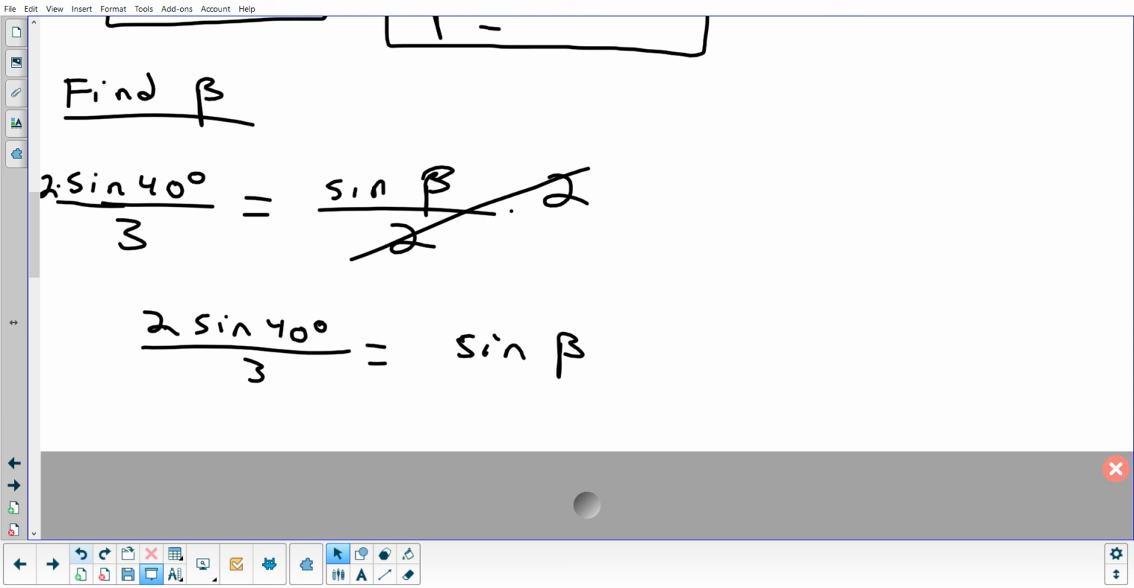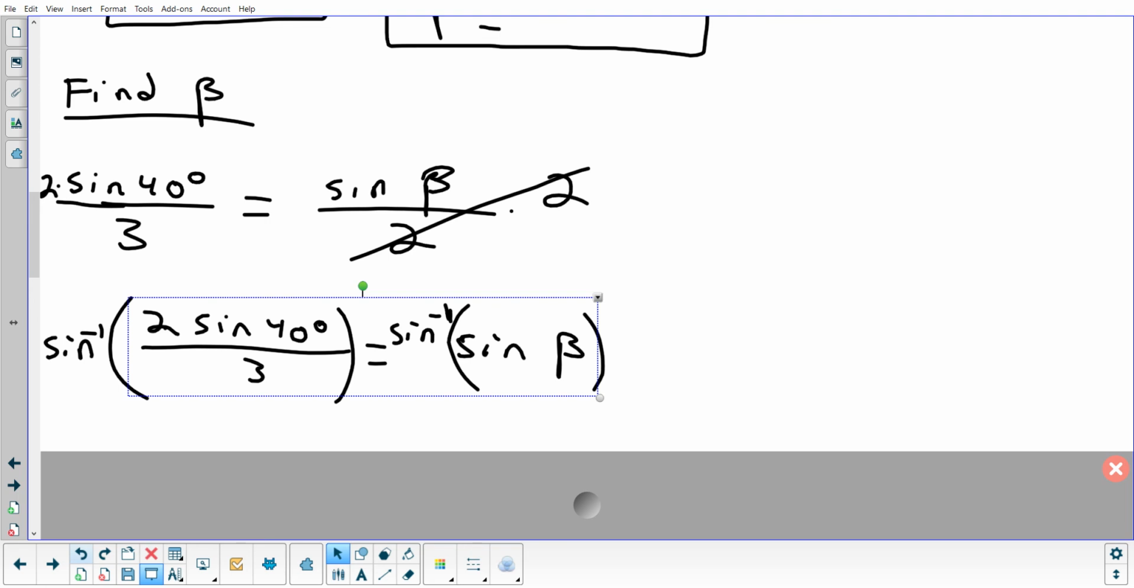Now I want beta. I don't want sine. So what do we do to get rid of that sine, Sarah? Take the inverse sine. Now, just to look at this real quick, 40 is in what quadrant? Sarah? It's in quadrant 1. What trig function? Well, does sine come out positive in quadrant 1? I think Casey.